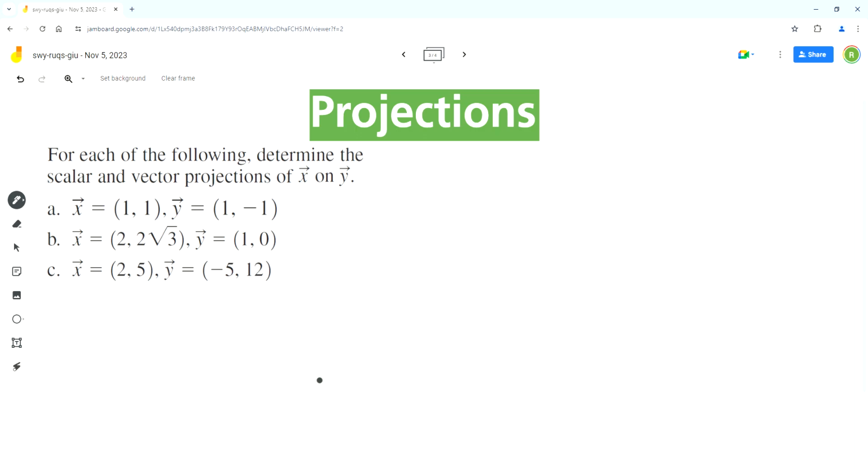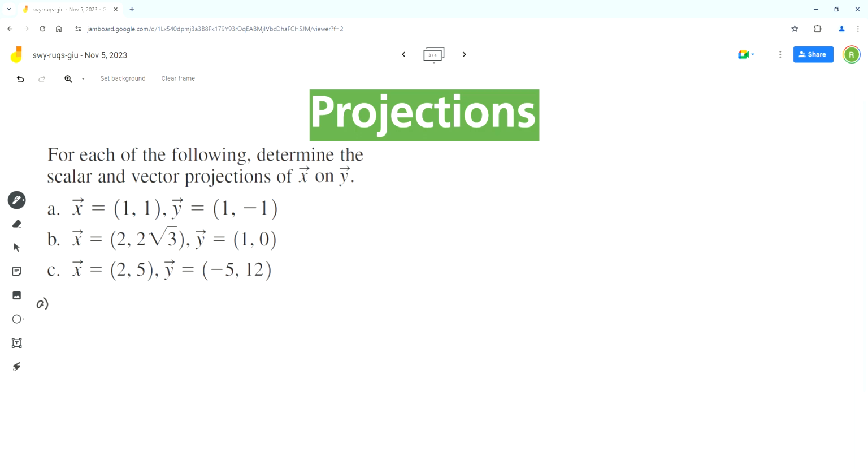So in this video, we'll solve this problem using the concepts of vector projections. As per the problem, for each of the following, determine the scalar and vector projections of x on y. So let's start with part A.